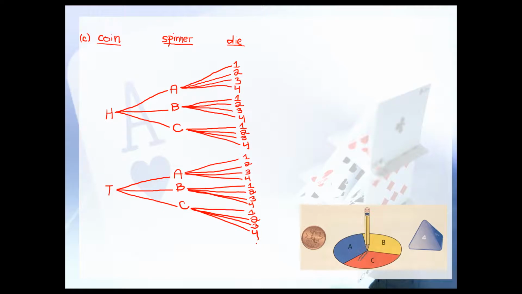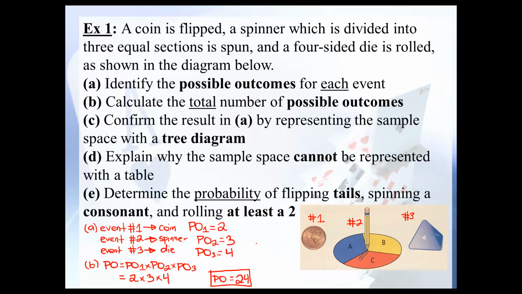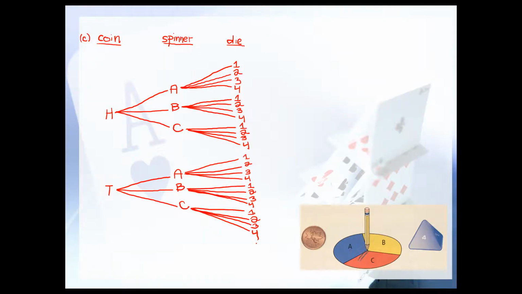And it said, draw the tree diagram and confirm that there are the same number of outcomes we calculated in part B. Well, part B told us we had 24 possible outcomes. If you count the number of branches on the tree, it'd be 1, 2, 3, 4, 5, 6, 7, 8, 9, 10, 11, 12, 13, 14, 15, 16, 17, 18, 19, 20, 21, 22, 23, 24. So that is correct. There are 24 possible outcomes when you actually do this.